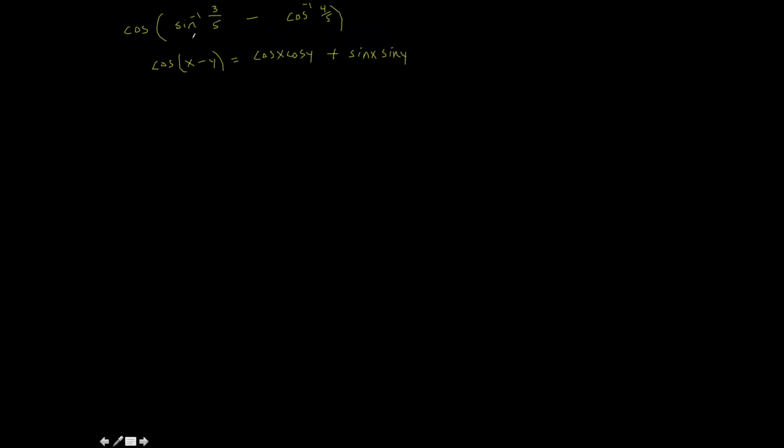So, using this as my x and this is my y, I have the cosine of the arc sine of 3/5 times the cosine of the arc cosine of 4/5 plus the sine of the arc sine of 3/5 times the sine of the arc cosine, or the inverse cosine, of 4/5.